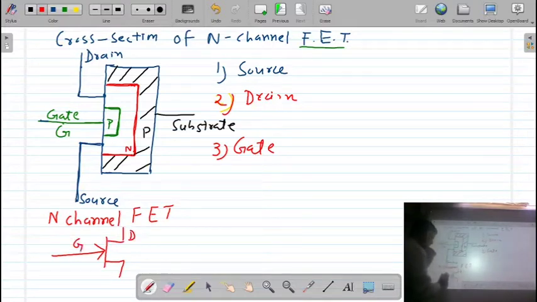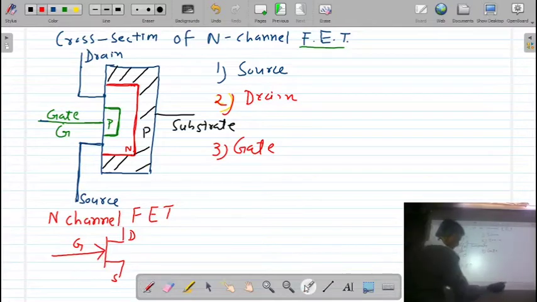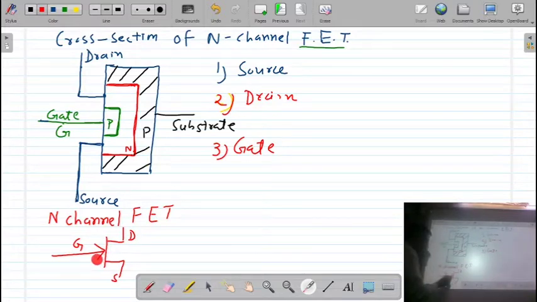Drain, gate and source. Remember, for the N-channel FET, the arrow is inside. Actually, this arrow shows the current when the gate is forward biased. Remember this for 1 mark questions.